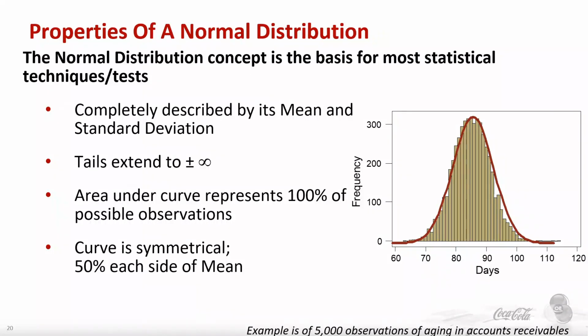This curve is very much symmetrical. We have the mean in the middle and we have 50% data on the right side and 50% data on the left side. The complete 100% data is covered under this curve, so we call this the normal distribution.